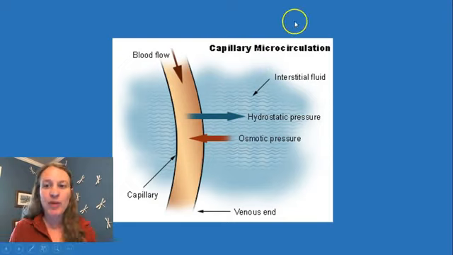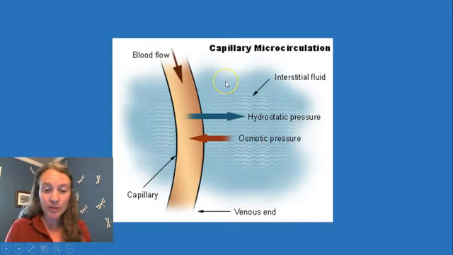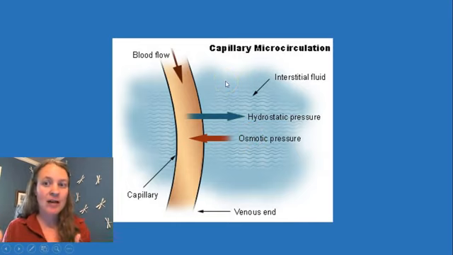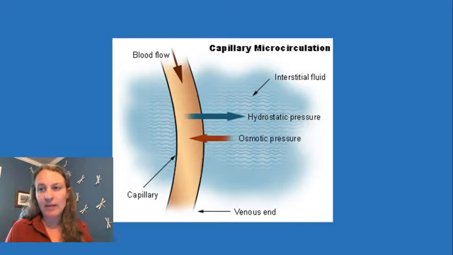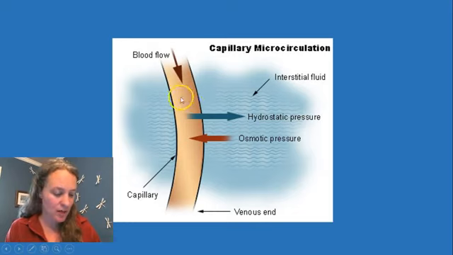So if there's some kind of backup in the lymphatic system, it's not working properly, or if for some reason this interstitial compartment pressure increases dramatically to the point where the lymphatic system can't take care of it, then you may have some hydrostatic pressure going the opposite direction.